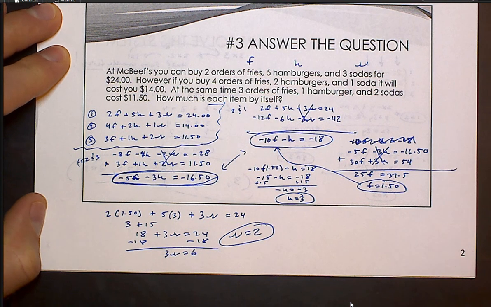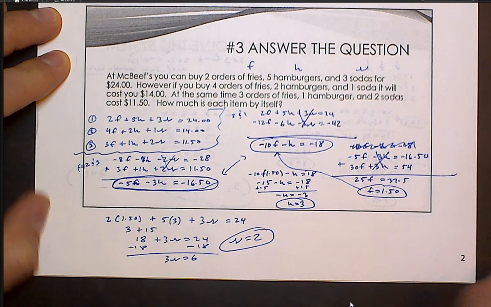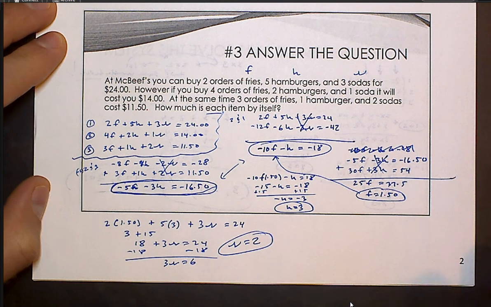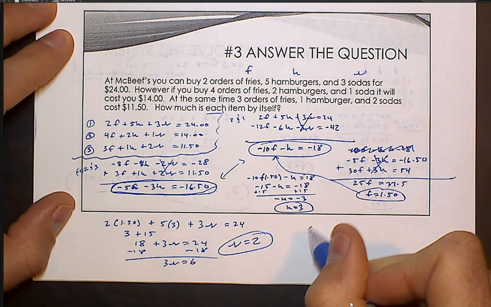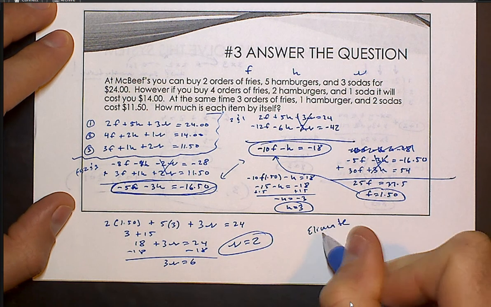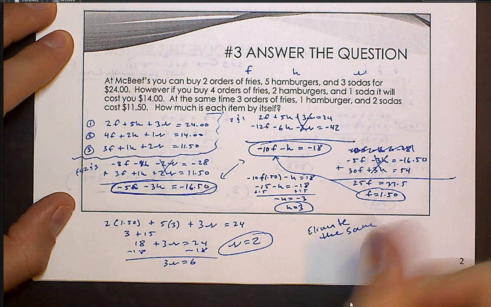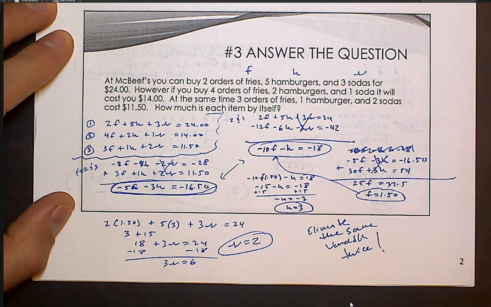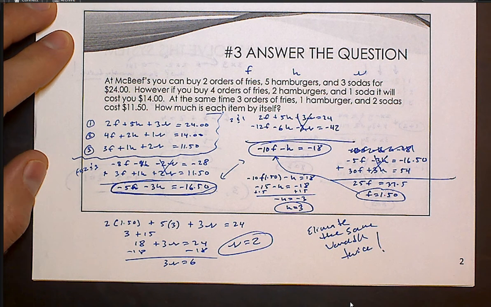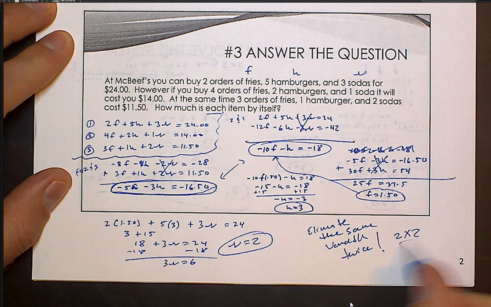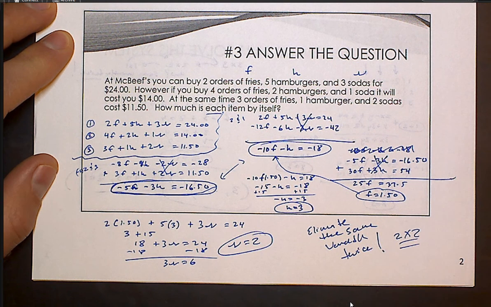So that is how you do systems of 3 equations and 3 unknowns. It's all about this: eliminate the same variable twice. If you can eliminate the same variable twice, you get a nice 2x2, and you should know how to solve a 2x2 by now. And if you have questions, I'll see you in class.